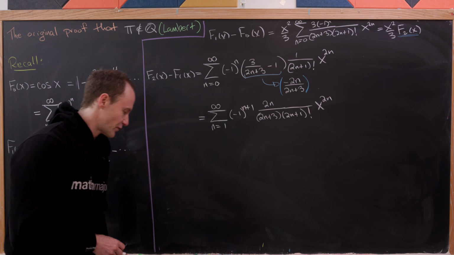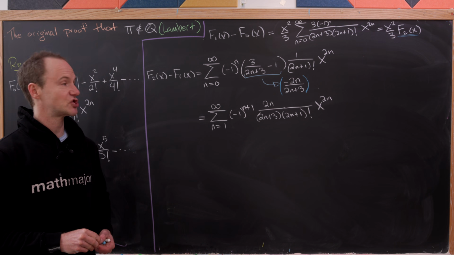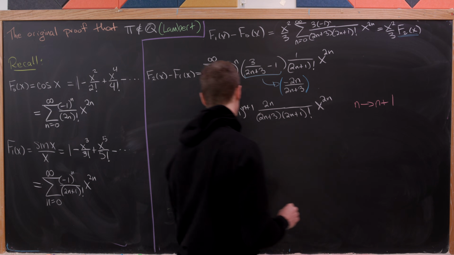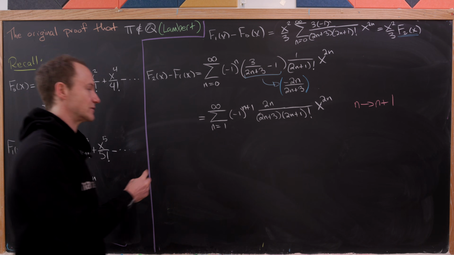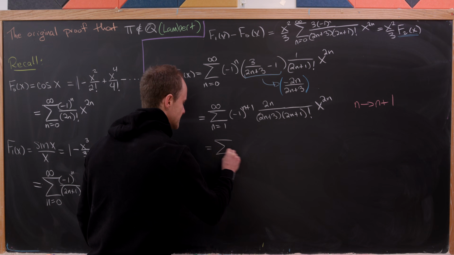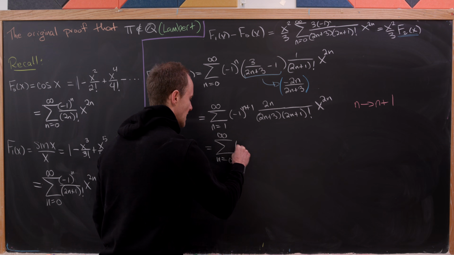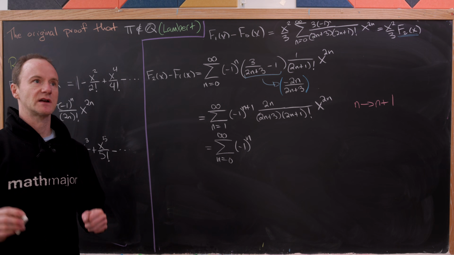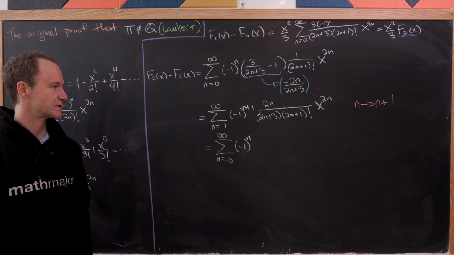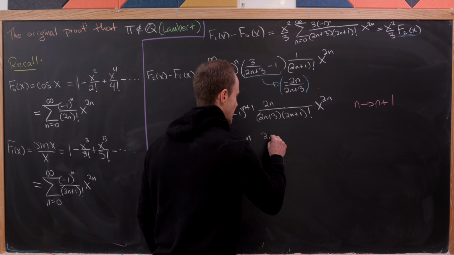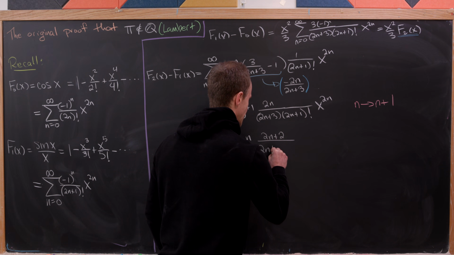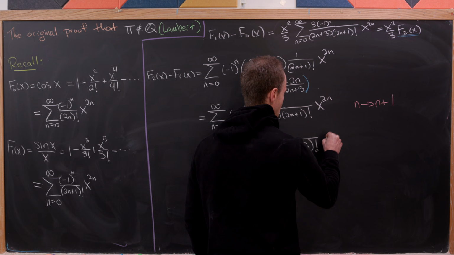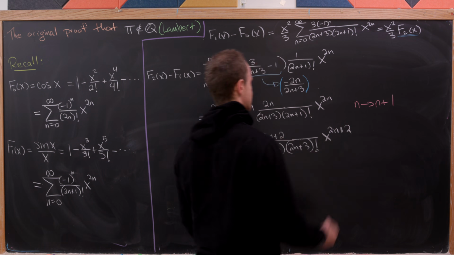So next up, we're going to do the same kind of thing that we did before, and that is shift our series by re-indexing n to n plus 1. That's going to shift my starting point back down to 0. So here I have the sum as n goes from 0 to infinity of minus 1 to the n. I guess it's really minus 1 to the n plus 2, but that's clearly the same thing as minus 1 to the n because minus 1 squared is 1. And then here we'll have 2n plus 2 over 2n plus 5 times 2n plus 3 factorial, all times x to the 2n plus 2.